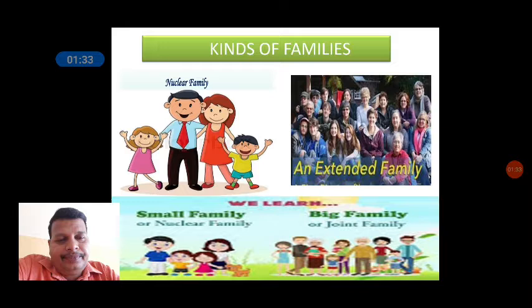More than two kids, that is an extended family. And another one is a big family along with the grandparents, that is also called a joint family. Big family or joint family. Okay, these are the different kinds of families.